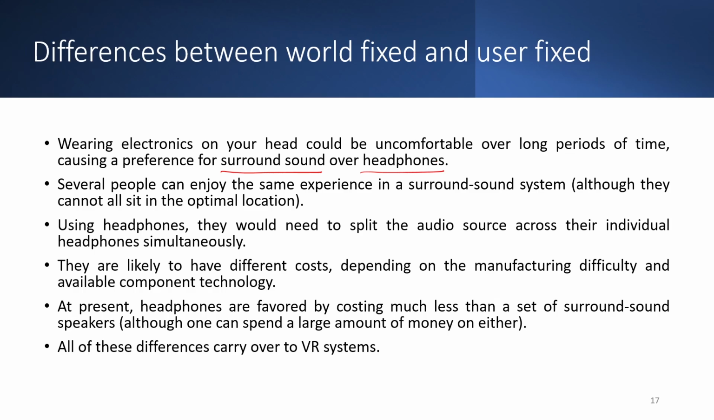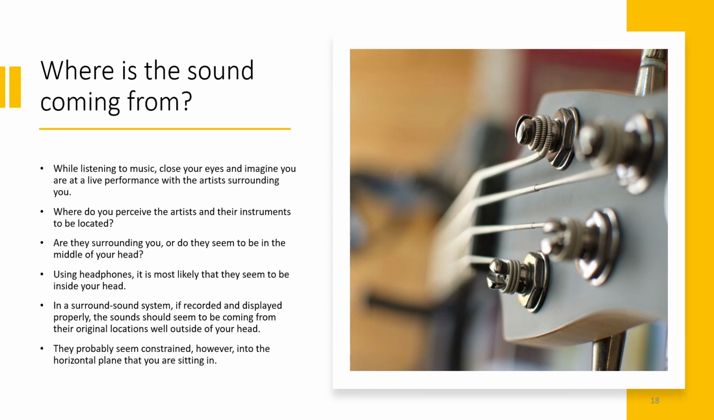Several people can enjoy the same experience in a surround sound system, although they cannot all sit in the optimal location. They will all be sat in different locations and there will be one location where the sound is the best. And using headphones, they would need to split the audio source across the individual headphones simultaneously if they all wanted to enjoy the same experience. The costs are different depending on the manufacturing difficulty and the available component technology. Usually headphones will be much cheaper than your surround sound system, although one can also spend a large amount of money on headphones as well. So, these sorts of differences in aural displays also carry on to other kinds of VR systems.